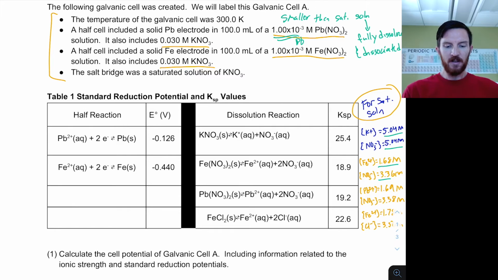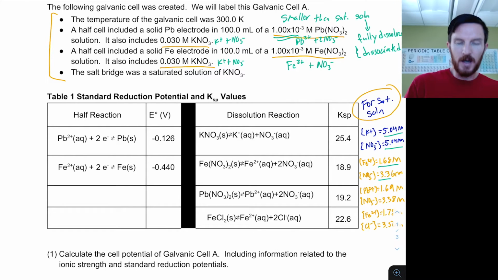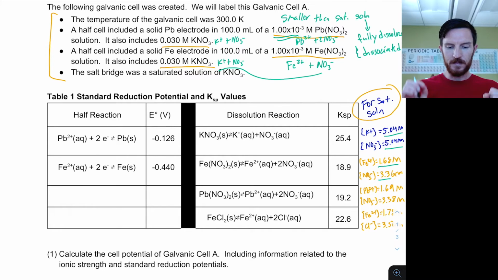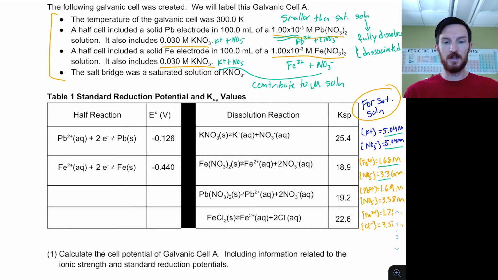With that information, we now know that means we have lead 2 plus and nitrate ions. We have potassium ions and nitrate ions. Here we have potassium ions and nitrate ions. Here we have iron 2 plus and nitrate ions that we'd have present in our solution. The reason we're addressing that is because all of these are going to contribute to the ionic strength of the solution that we have. And this is going to be important as we think about the activity of the relative ions as they're undergoing these reactions.